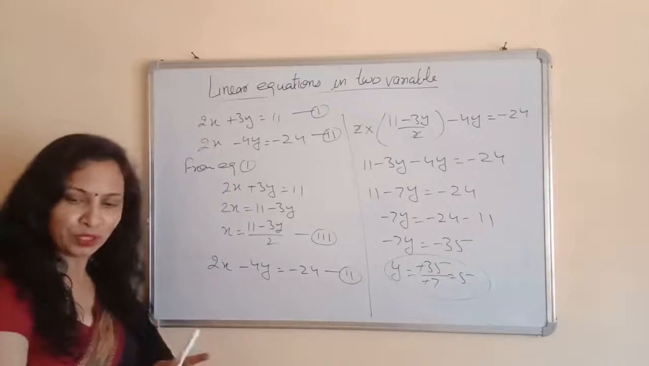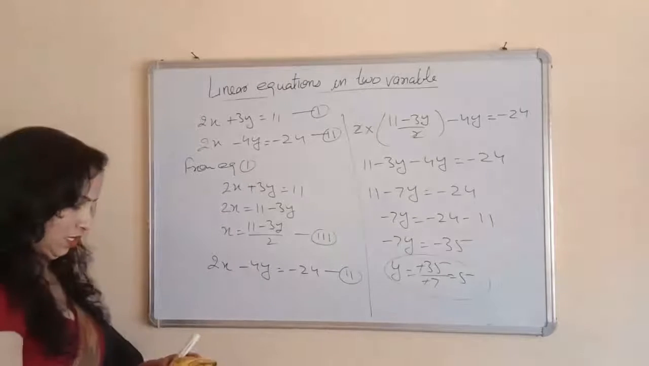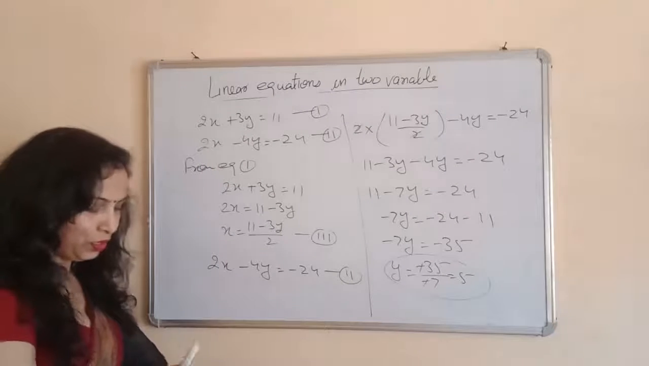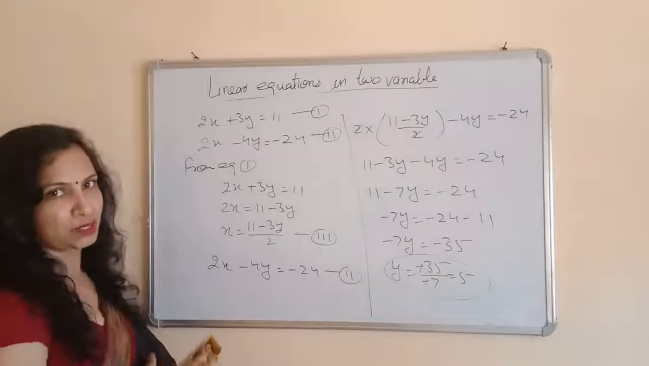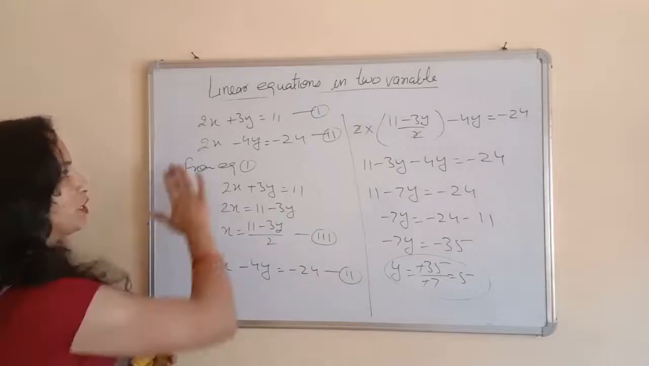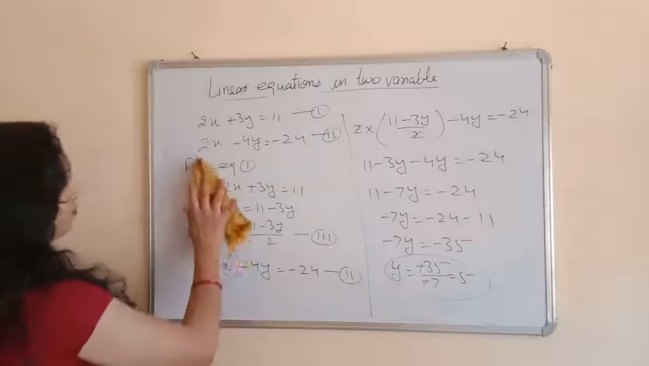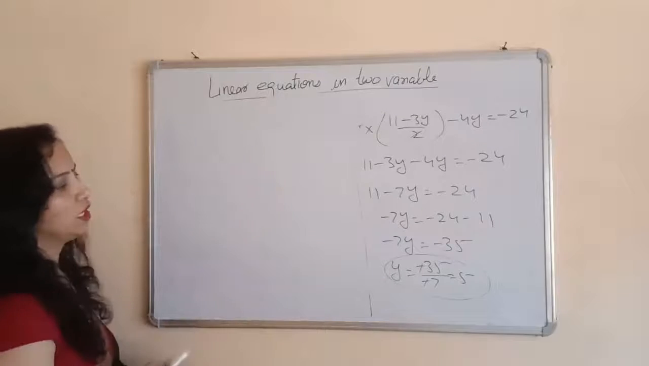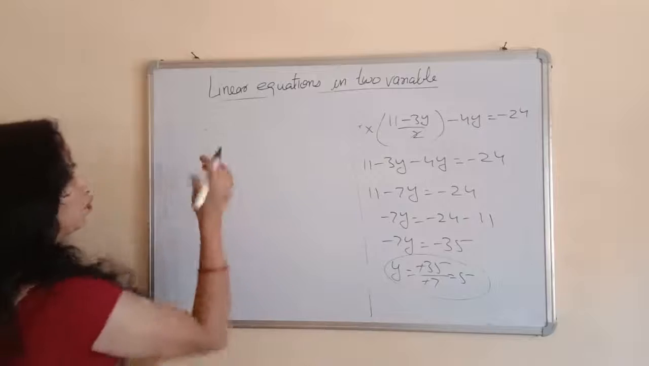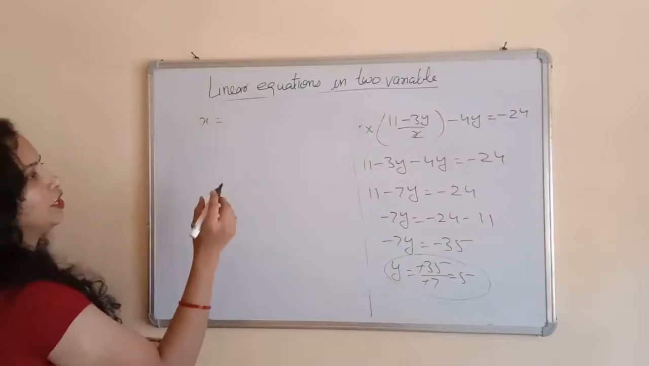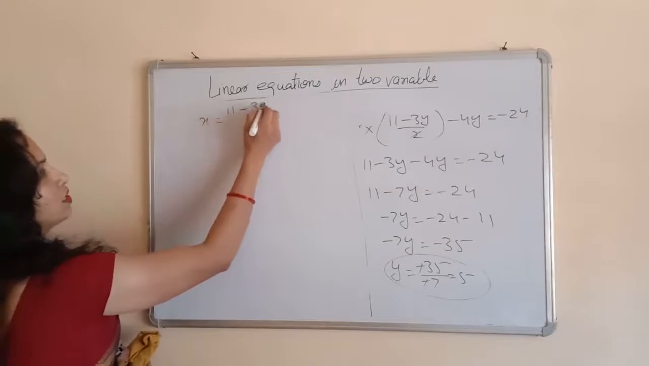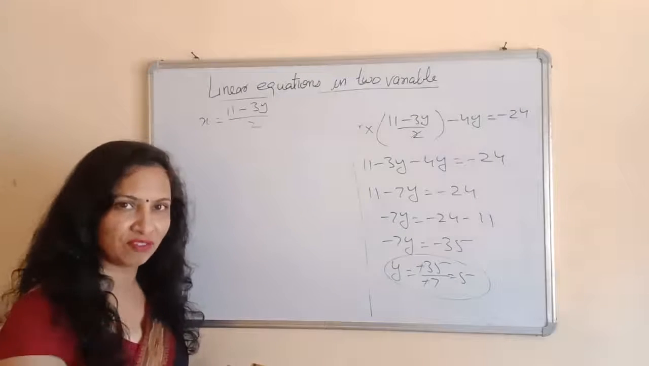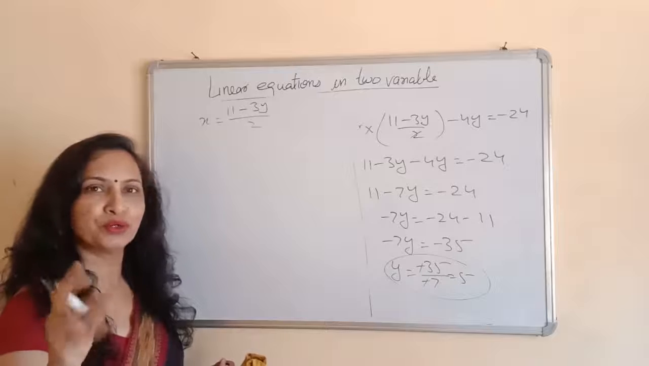Again I have to rub this board. So you can write the answer of the second question in your notebook by pausing this video. So I am going to rub this part of the board. So okay, what was the value of x in equation third? It was 11 minus 3y upon 2. So now what will you do? You will put the value of y in either one of the equations 1, 2 or 3.